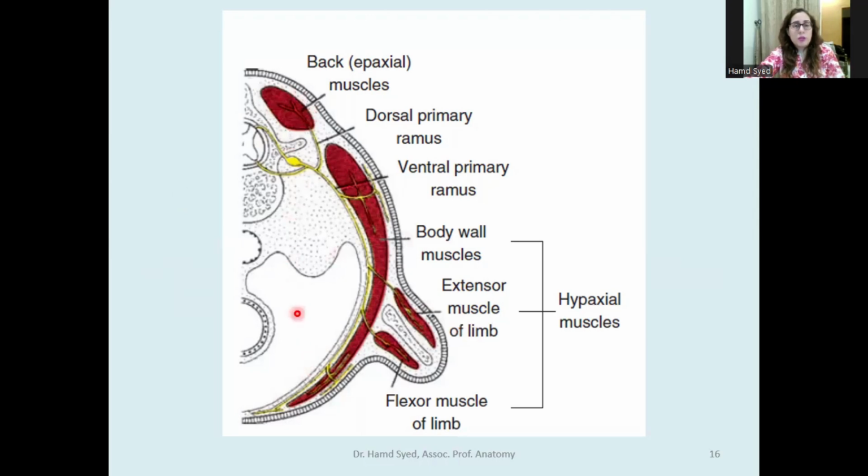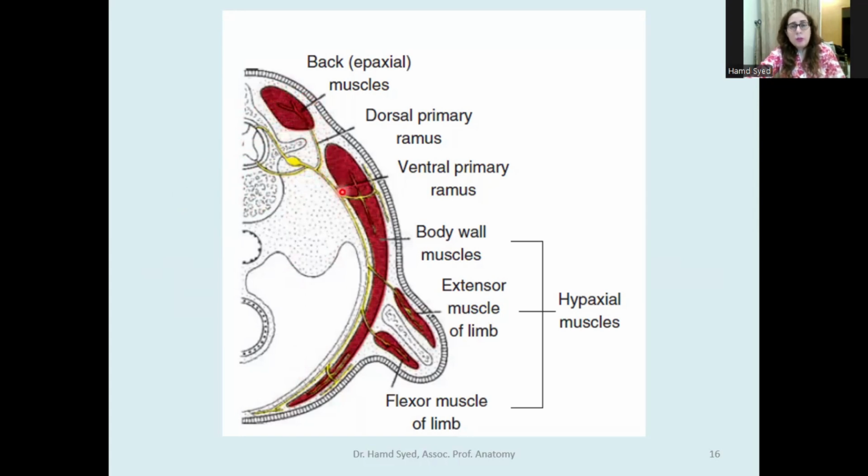This is a cross section through the upper part of the body of the developing embryo. Here you can see the section through the vertebra, and this here is the spinal cord, and from it emerges the dorsal root and the ventral root, which unite to form the spinal nerve. As soon as the spinal nerve forms, it immediately divides into a dorsal primary ramus and a ventral primary ramus. The dorsal primary ramus is the branch which supplies the muscles of the back. These are the epaxial muscles.